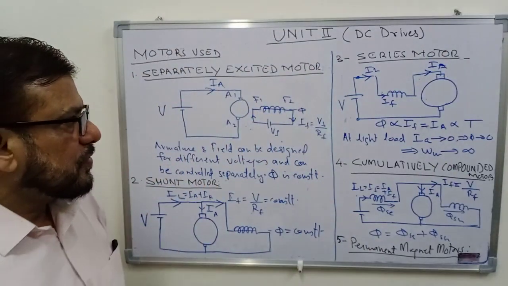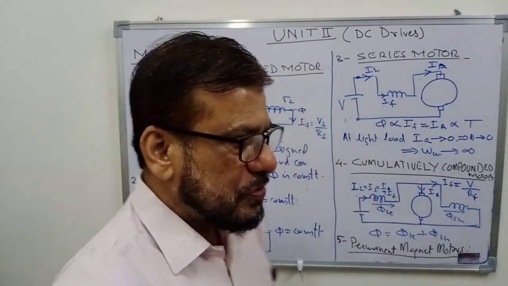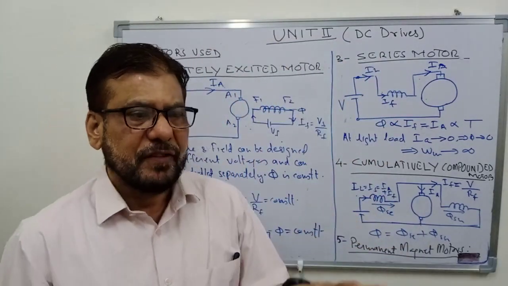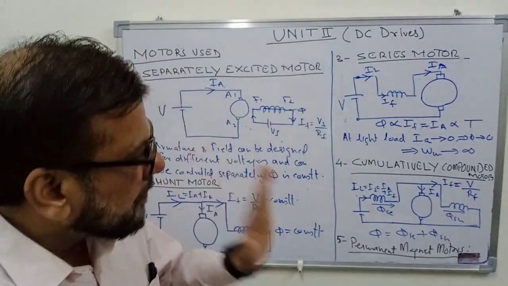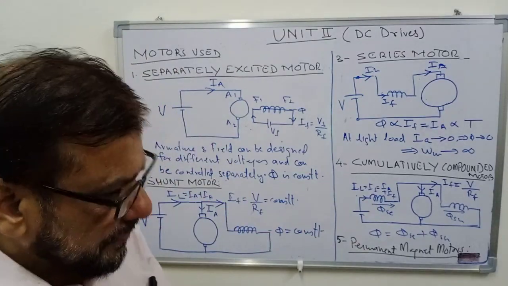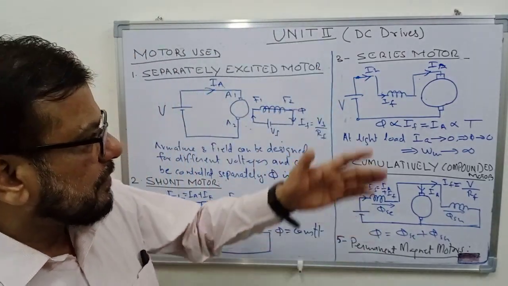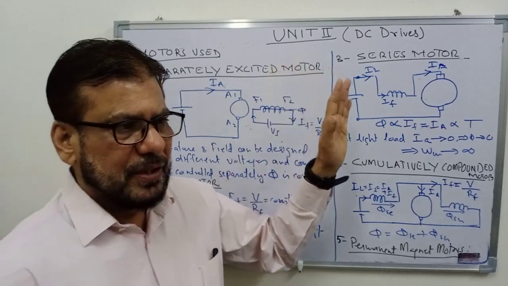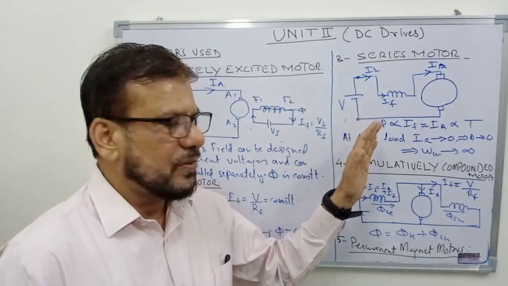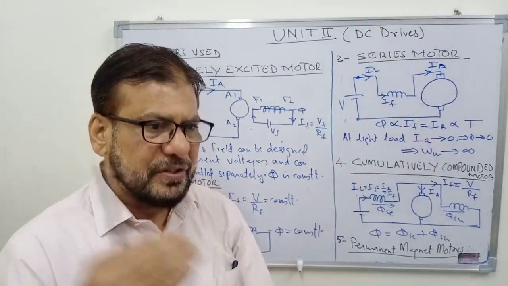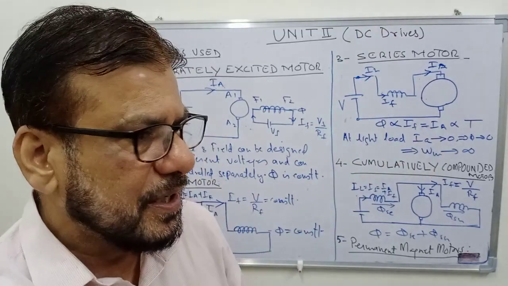So the use of a series motor is avoided in situations where the load on the motor may become very low. And if it is used there, then we must have some protective mechanism so that the motor is disconnected from supply as soon as the current falls below a certain minimum value or the speed rises above a certain maximum value.